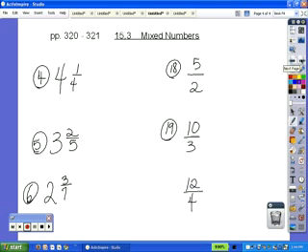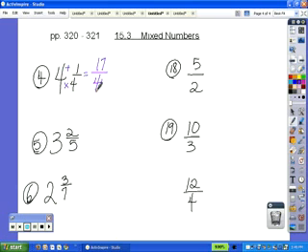Now we're going to change mixed numbers to improper fractions and improper fractions into mixed numbers. First of all, to change a mixed number into an improper fraction, you would multiply the denominator times the whole number. 4 times 4 is 16. Then you would add 1, and that would give you 17. The denominator stays the same.